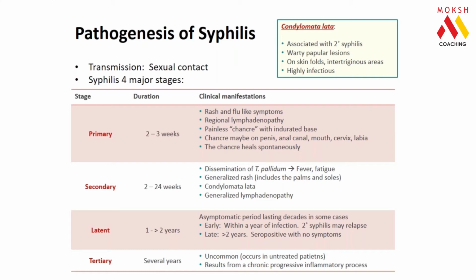Anywhere between a couple of weeks to a year, you will have symptoms of secondary syphilis. These symptoms include fever, fatigue, and you will have rash. And this is very important. The rash is maculopapular, and it's very important because this rash will actually cover your palms and the soles. So you will have rash on your palms and the soles.